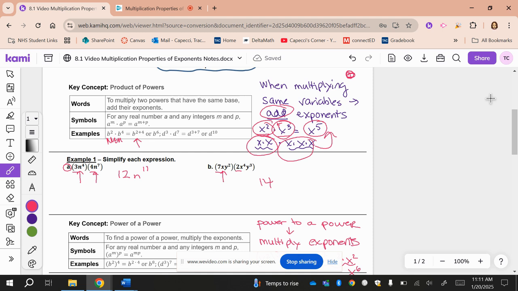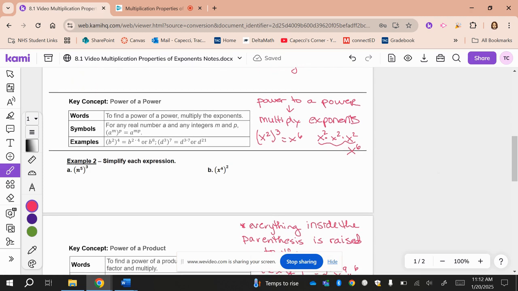Now this x is x to the first. We don't write the 1, but if it helps you to write that so you can count them correctly, that's fine. So we have 1 plus 4 gives me 5. So I have 14x to the 5th. And if I look at my y's, I have y to the 5th. So 14x to the 5th, y to the 5th.